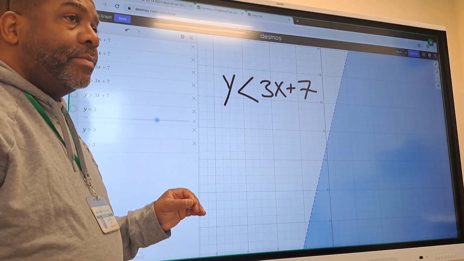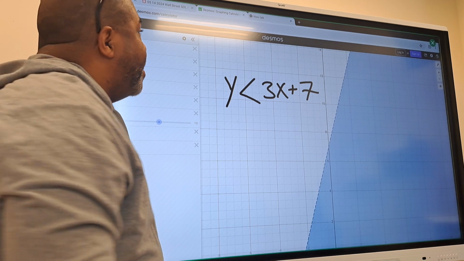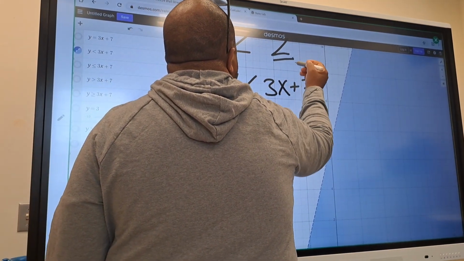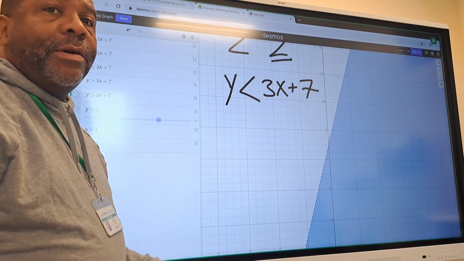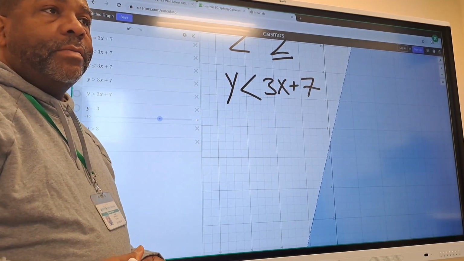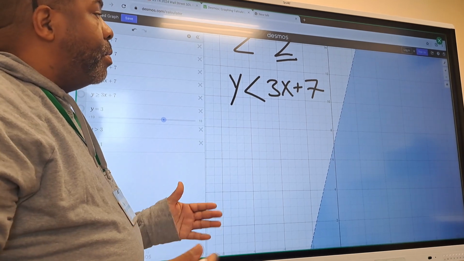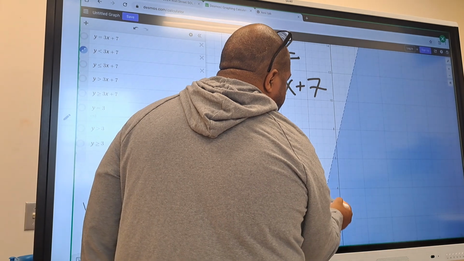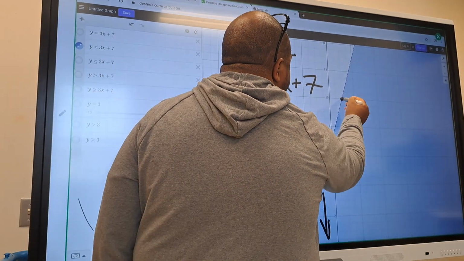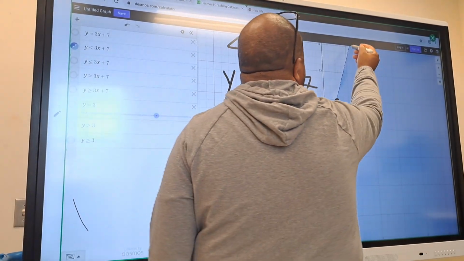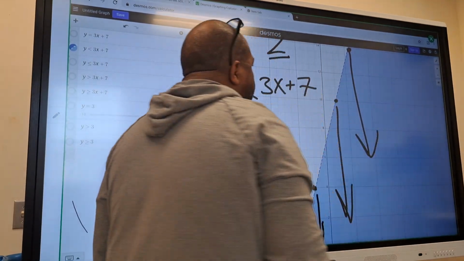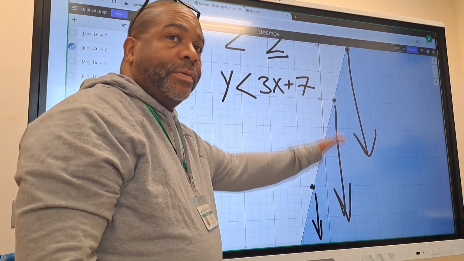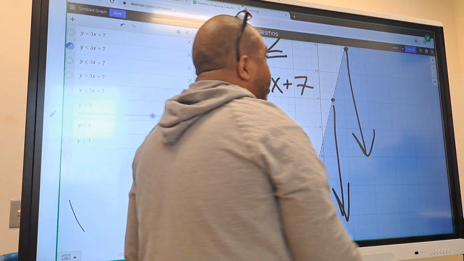It's less than, okay? So if it's less than, or if it's less than or equal to, we're going to shade down, or we're going to shade to the left. In this case, we're shading down. Like if I pick a point right here, I shade it down there. If I pick a point right here, you can see it's shaded down, right? So when it says y is less than, we're going to shade down. All right?